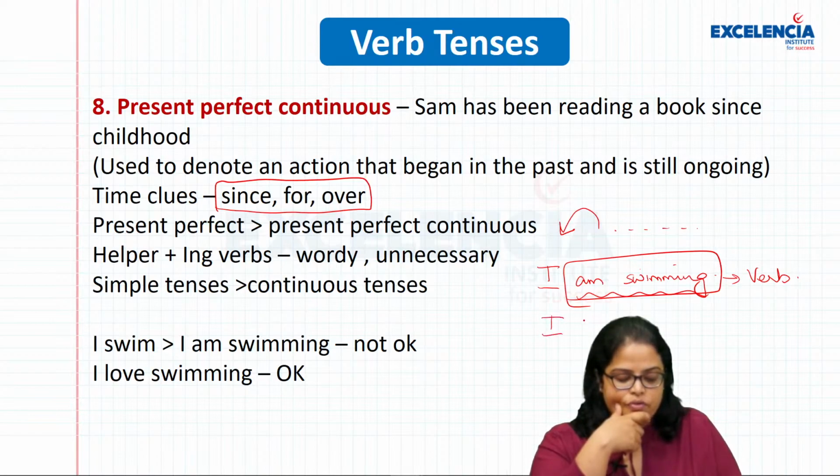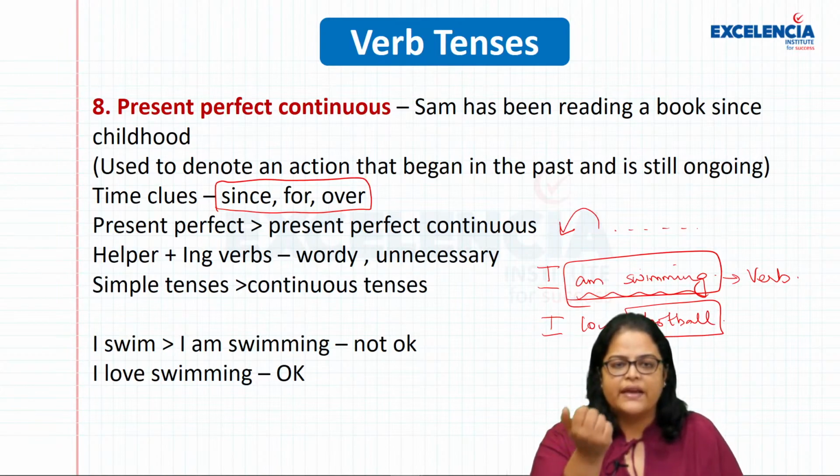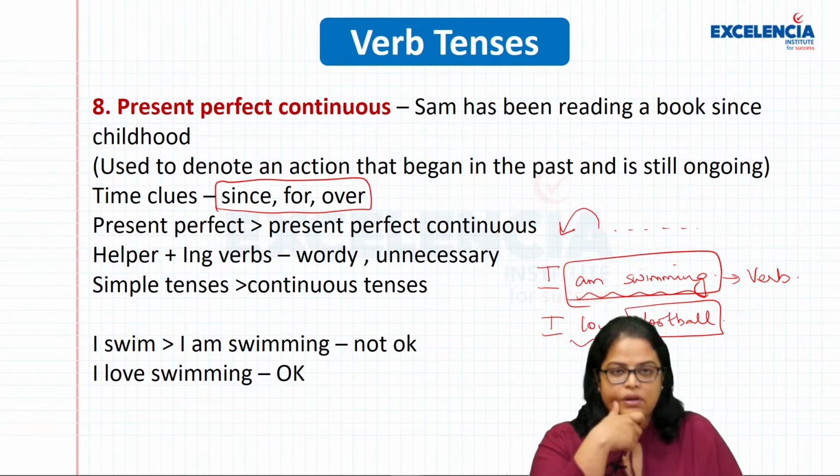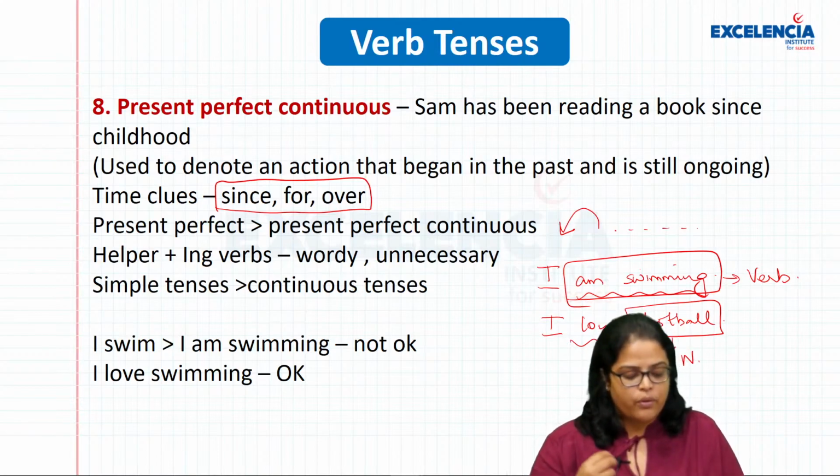But suppose I give you another sentence, I love football. Can you tell me, Aditya, what part of speech is football? Is football a noun? Is it a verb? Is it an adjective? What is football? Noun. What is love? Or is it a verb? Absolutely. Love is my verb, lovely guys. And football is my noun. I'm doing the action of loving a sport, amazing. So I love cricket. Same thing, guys. Cricket is my common noun, love is my verb.